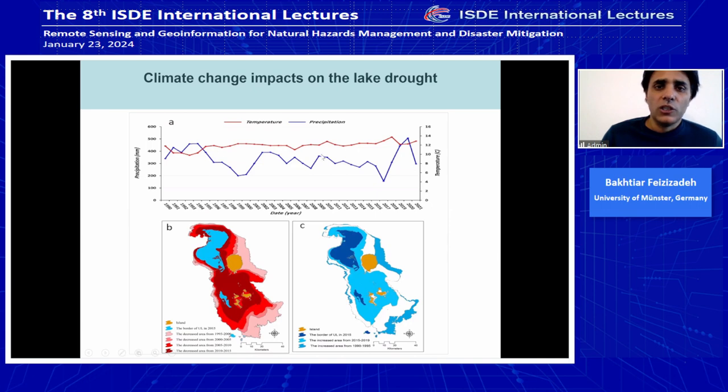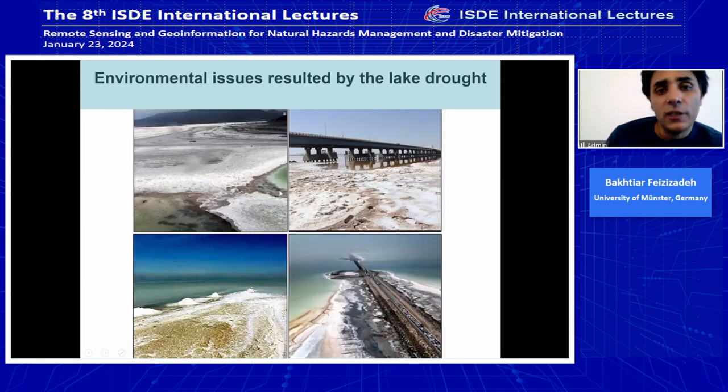You can also see here the temperature and the changes in precipitation of the lake over the past 30 years. As I indicated, the lake is hypersalty, and you can see here the intensive amount of salt left around the lake, that local winds and local climate impacts, because they take the salts from the salty lands and carry them to the cities and also to the farmland, destroying the whole ecosystem.